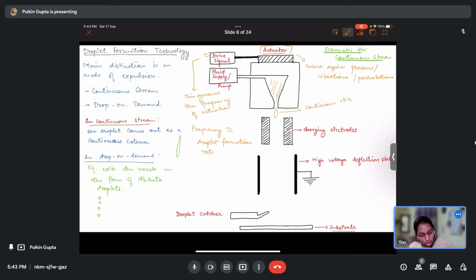Now this continuous stream is broken off into small discrete droplets because of Rayleigh instability.